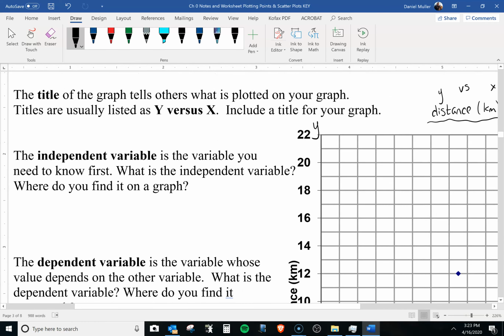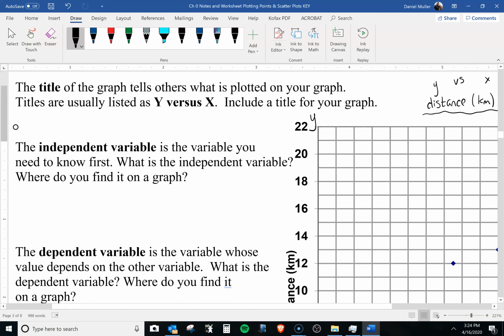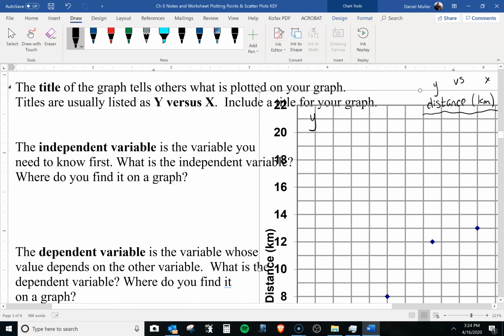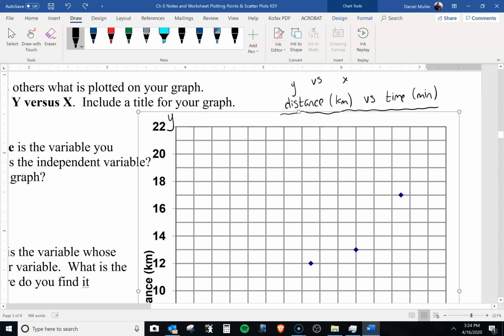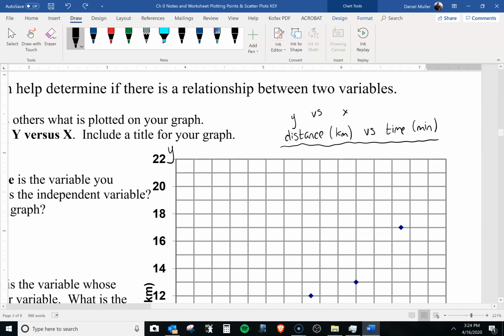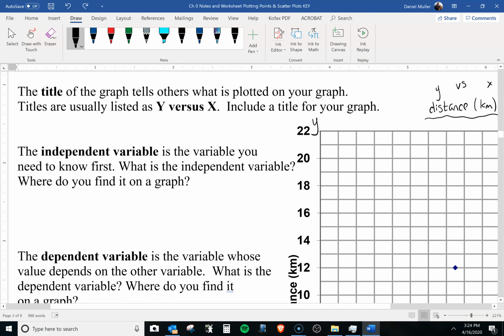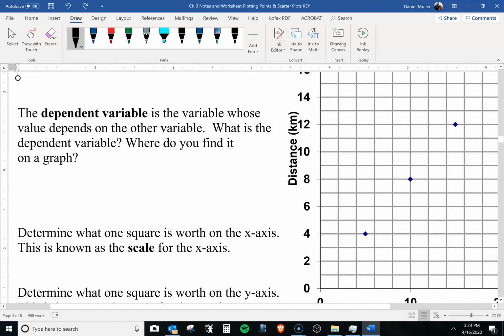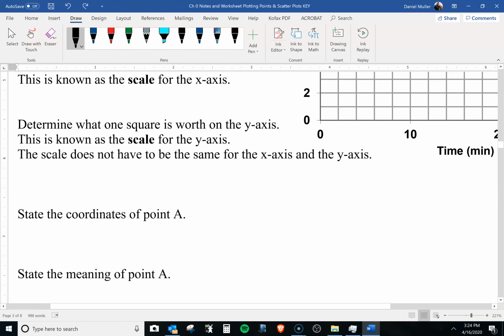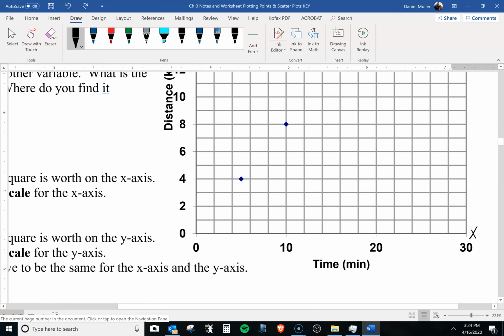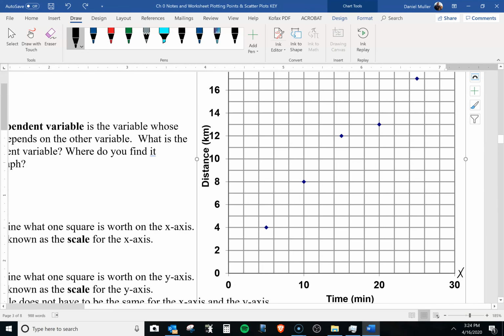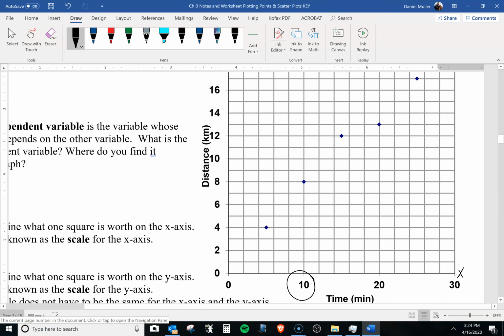The independent variable is the one that you need to know first. What in this case is the independent variable? Where do you find it on the graph? So the one that you need to know first is in this case time. Because you're going to need to say, for instance, when time is 10 minutes, how far have we gone? Or when time is 20 minutes, how far have you gone?